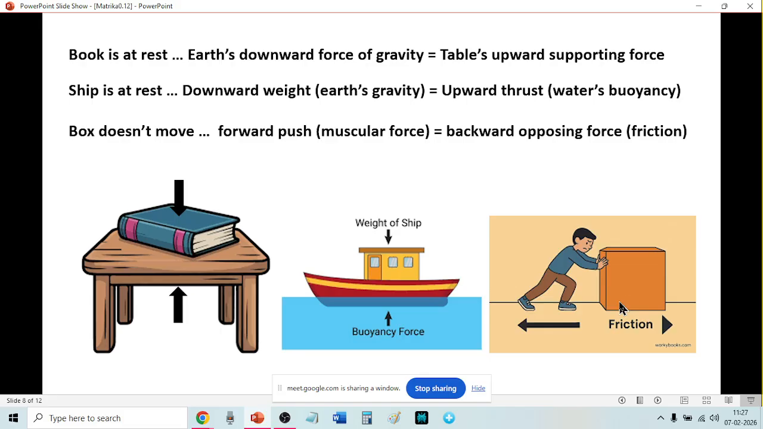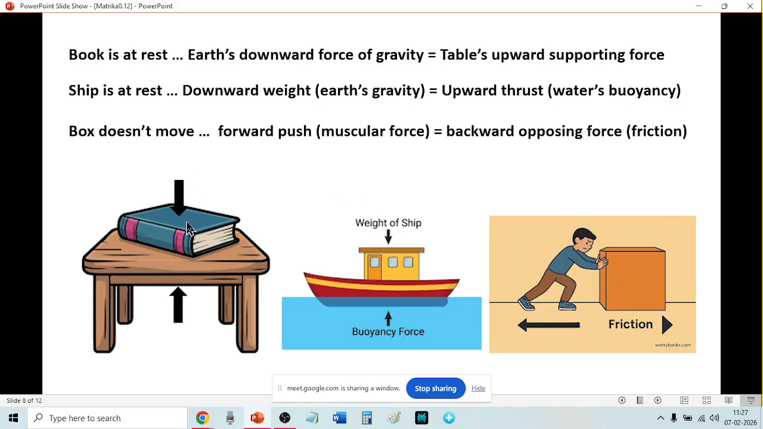The boy is pushing, but the box is not moving. Why? The boy is pushing, that is muscular force, and opposite is friction. So both are equal and opposite, and the box does not move.